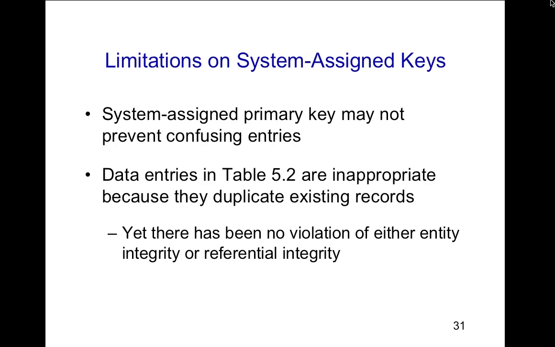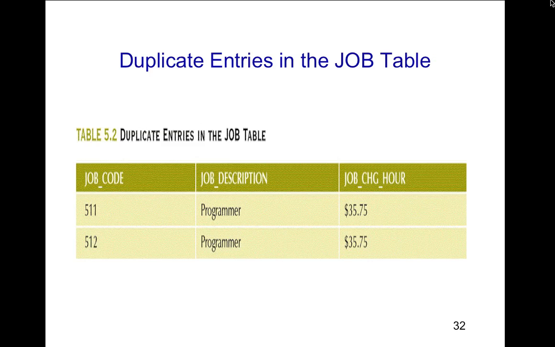So data entries in table 5.2 are inappropriate because they are duplicating existing records. That was the original spreadsheet report that we were looking at, which had duplicate records. Yet there had been no violation of either the entity integrity or the referential integrity. So we could have had employees with the same numbers. We could have had the same job titles, different hours. We didn't actually look at the jobs themselves. So, duplicate entries here. Here's an example.